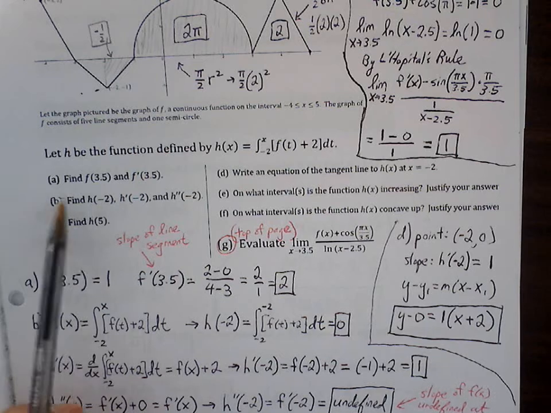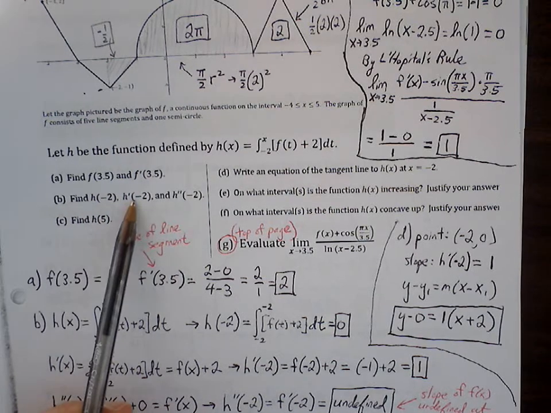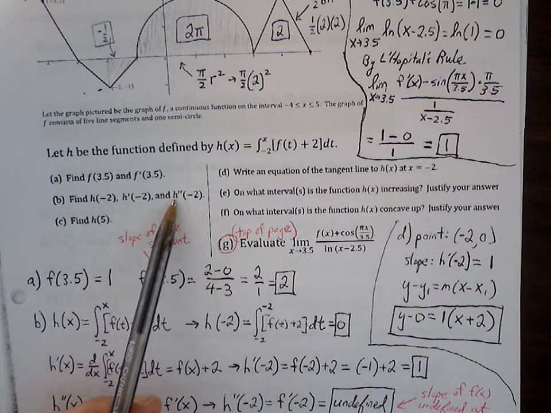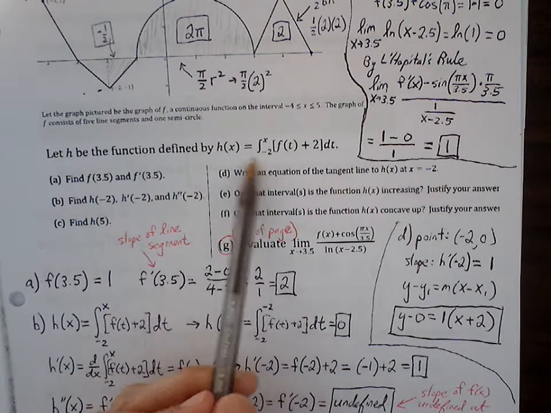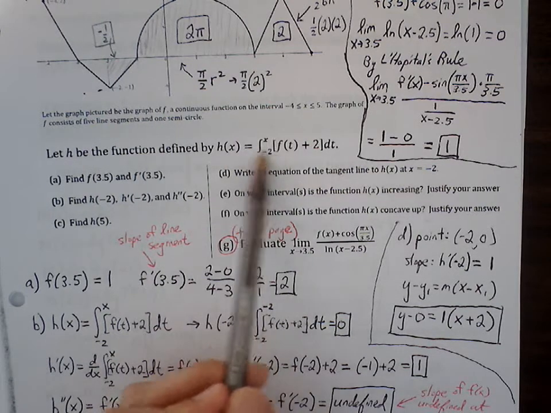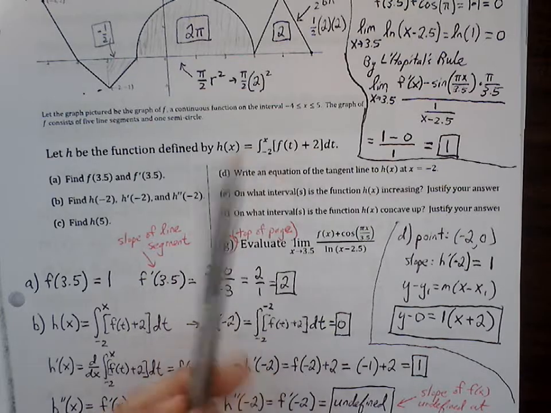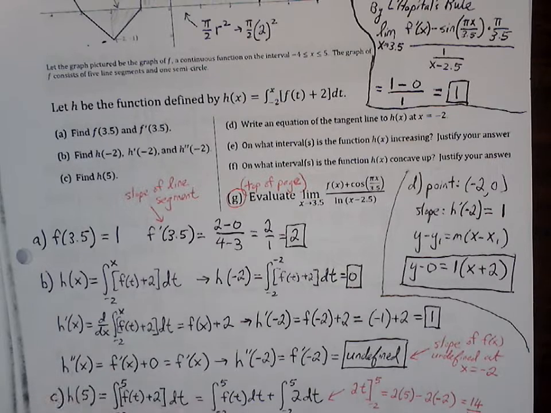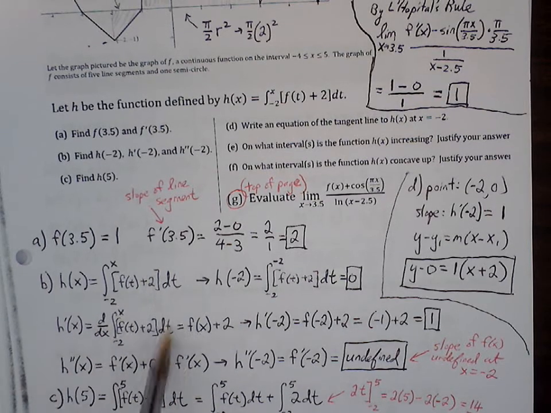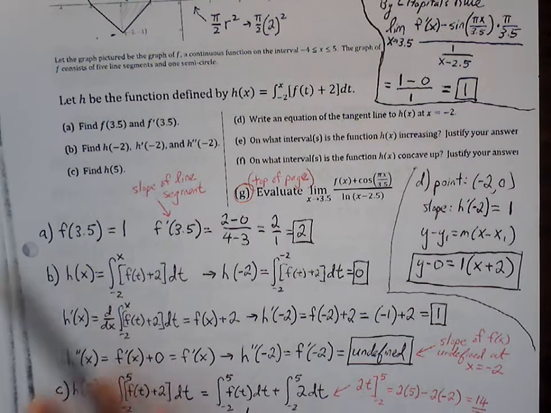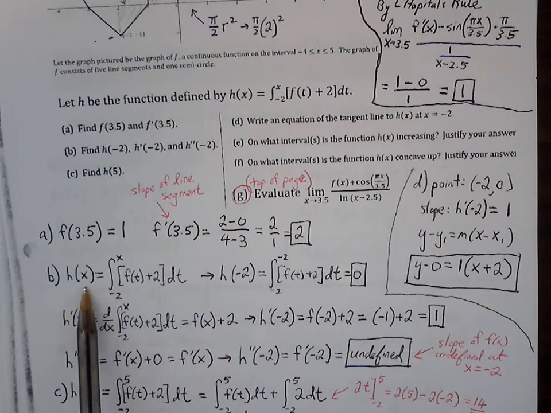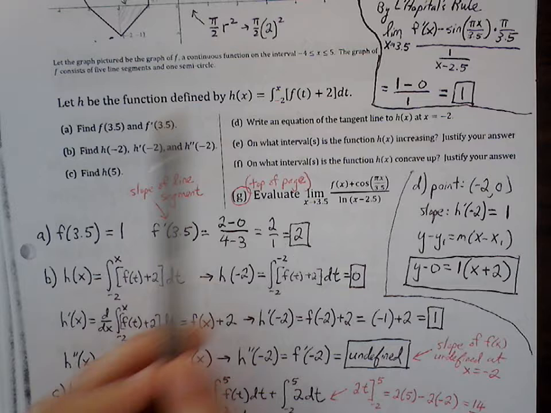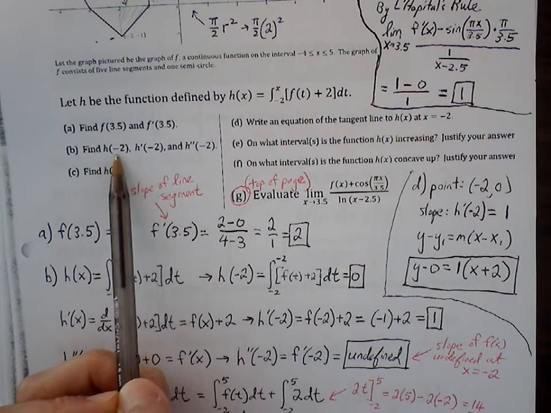Okay, part B, find h of negative 2, h prime of negative 2, and h double prime of negative 2. So that requires us to first find our h prime and h double prime formula or equation. So I'll just go down the list of steps that I took for each term. So h of x is already found for us, so we can go ahead and move into finding h of negative 2.